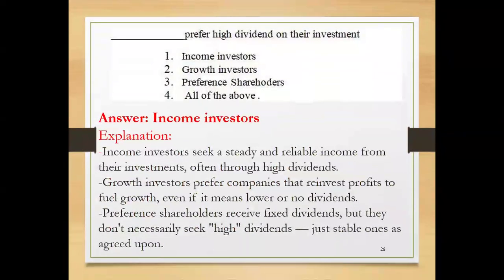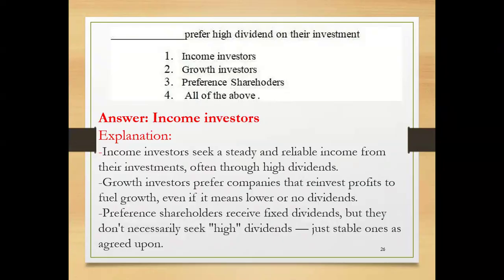Dash prefer higher dividend on their investments. So here the answer is income investors. It is not growth investors. They are maintaining their reinvested profits to fuel growth. Whereas preference shareholders have a fixed rate of dividends. So all of the above is not correct. So the correct answer in this context, in my opinion, is income investors.